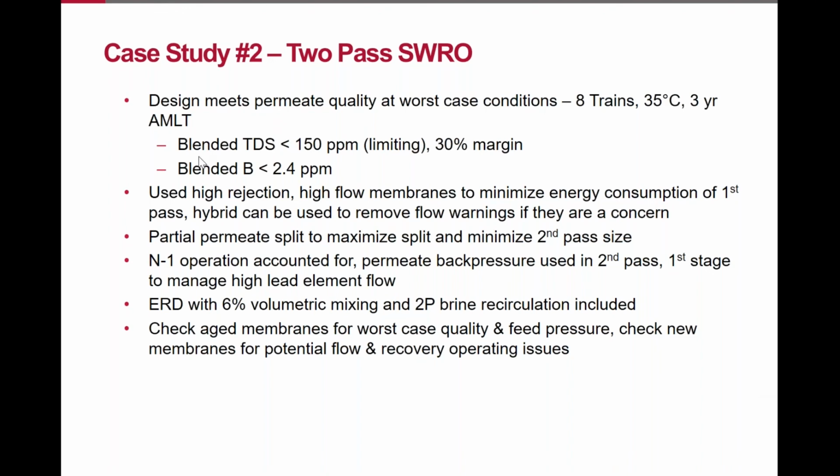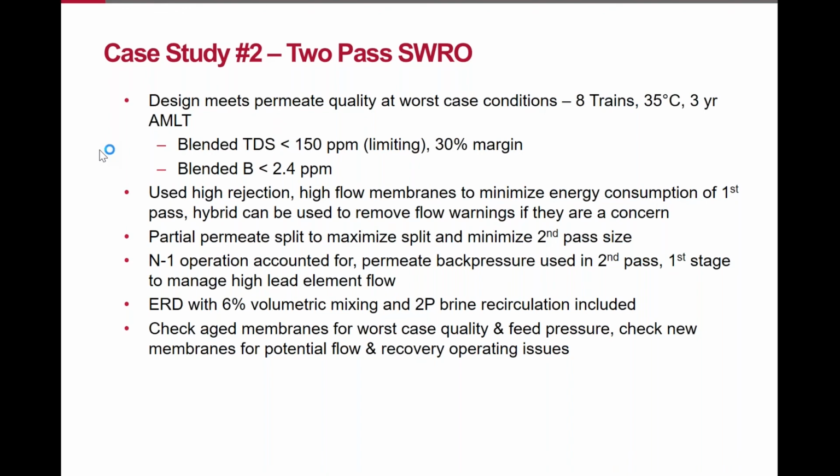So we used high rejection, high flow membranes to minimize energy consumption in the first pass. We did consider a hybrid in order to remove flow warnings if they are a concern for your system. In this case, we're just making the assumption that it would be acceptable. However, this is going to be, again, depending case by case. Some systems, it might be more acceptable, while others operating with warnings would be a big concern, for example.